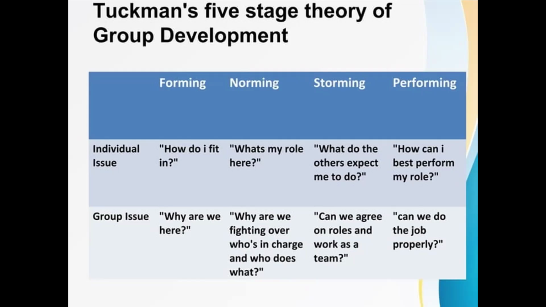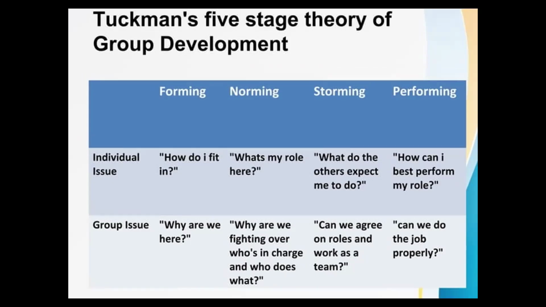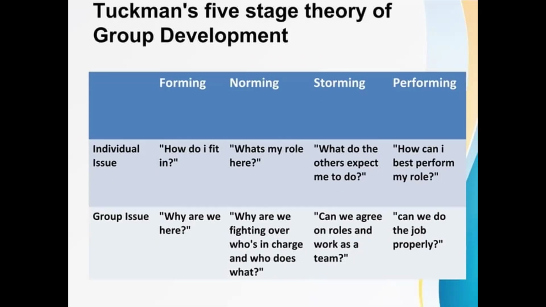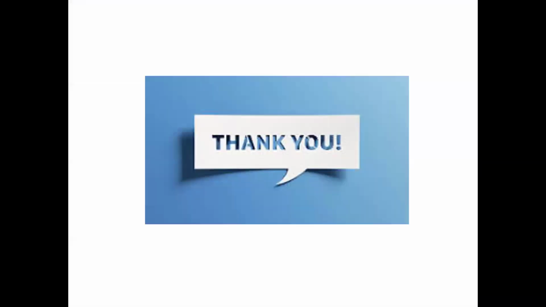Third stage, according to Tuckman, the individual issue is what do others expect me to do? And the group issue is can we agree on roles and work as a team? Performing stage. The individual issue in performing is how can I best perform my role? Whereas the group issue is can we do the job properly?